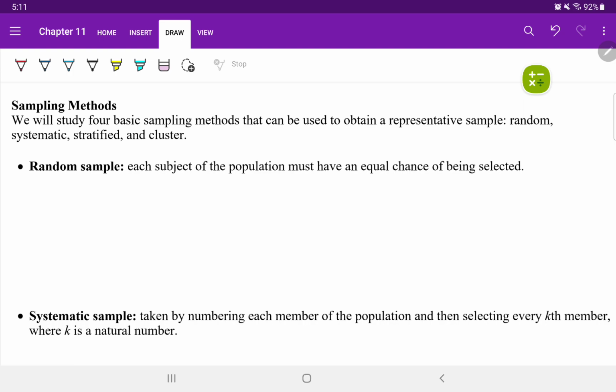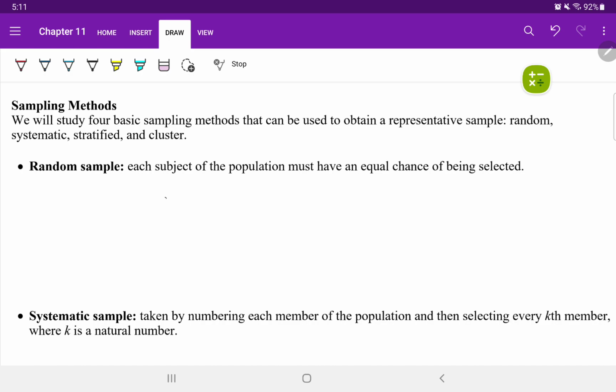Now, there are four. We call them random, or sometimes simple random sampling, systematic sampling, stratified sampling, and the last one, cluster sampling. Let's look at random sample. A random sample states that each subject of the population must have an equal chance of being selected.